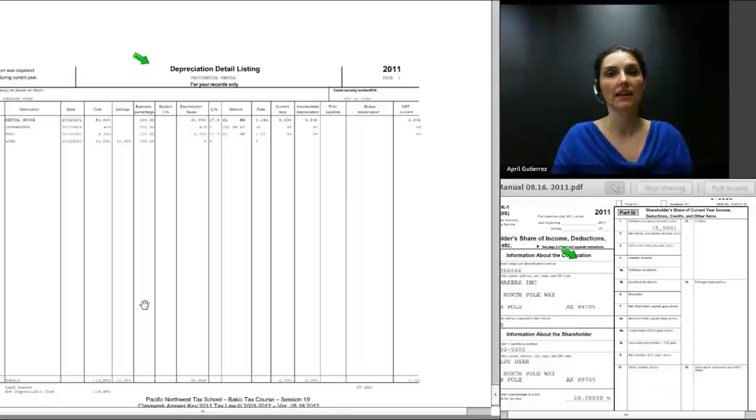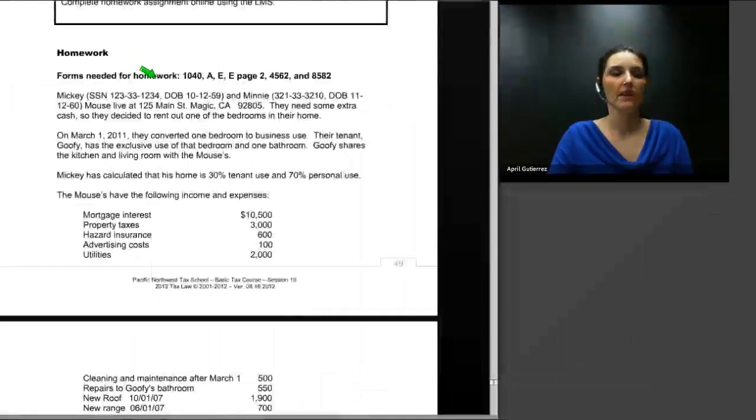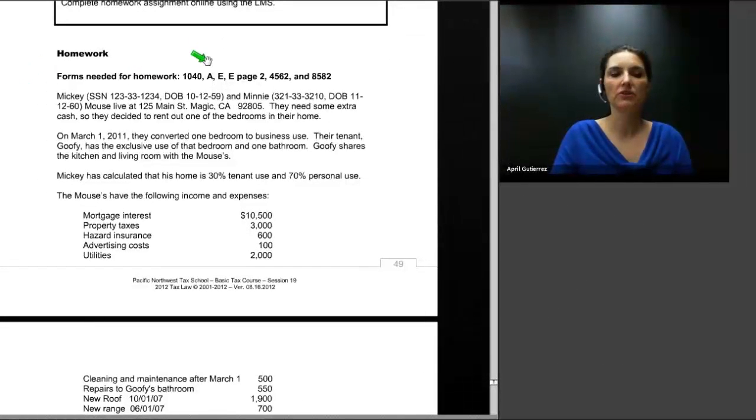Let's now take a look at the homework assignment. And the homework assignment for session 19 involves preparation of a tax return for Mickey and Minnie Mouse. They too have a rental property and they too have Schedule K1s. We have a Schedule E that you will need to prepare, a Schedule E page 2, a 4562, and a passive activity loss limitation form 8582.